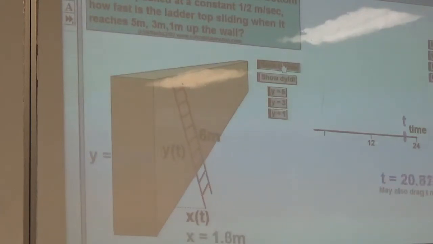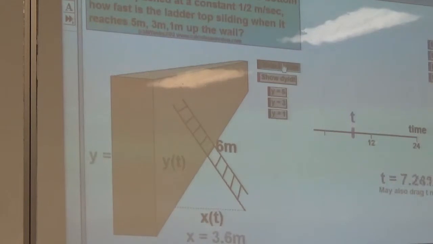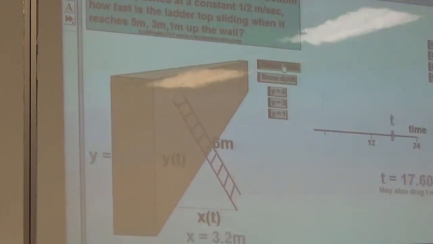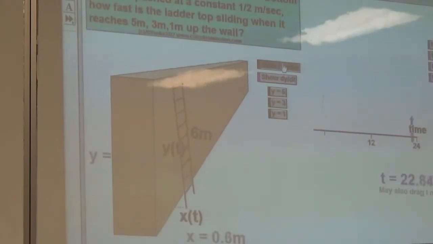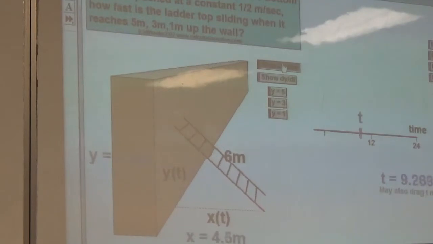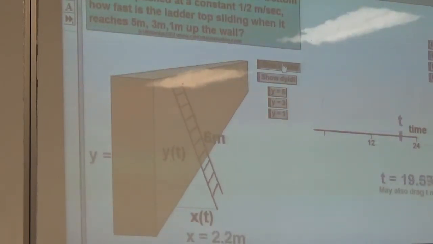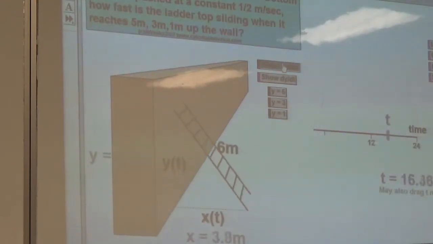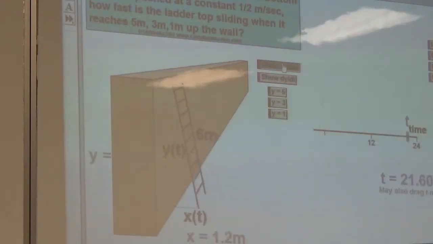What's something that's always true? Are there any relationships here that are always true? Because those are the powerful ones. Jasmine, what's something that's always true? The ladder is always the same height. I'd rather use the word length. It's always 6 meters. Anybody else know anything that's always true? Daisy? The height of the wall is always the same, except it changes with the ladder. Well, the height of the wall doesn't actually change. The wall is not changing here.